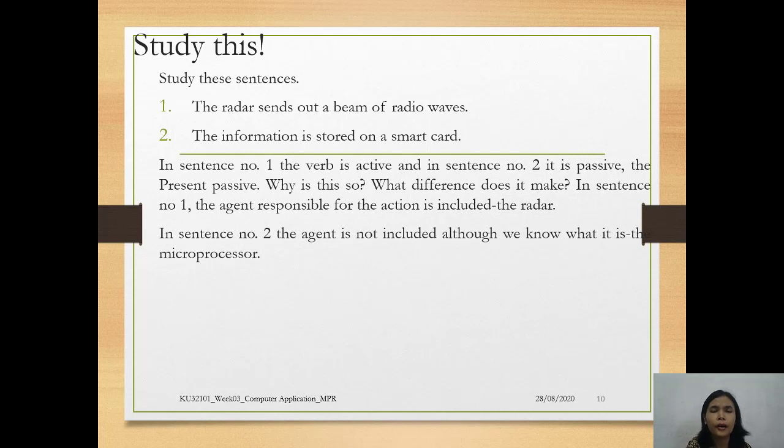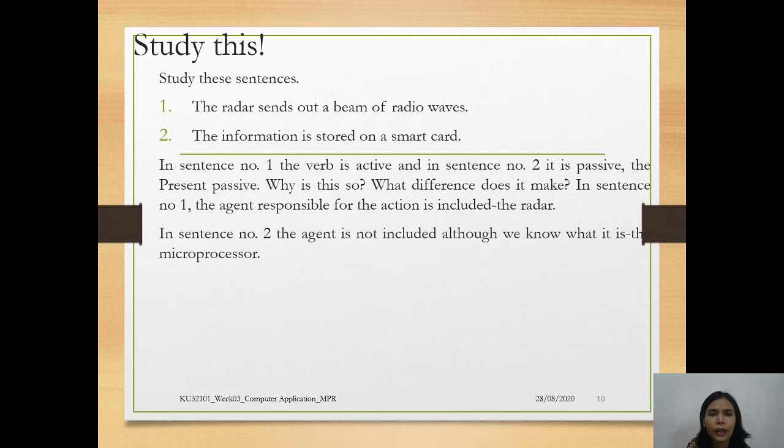Okay, now first of all, I'm going to give you an explanation of what we call an active sentence and a passive sentence. There are two sentences over here. Number one, the radar sends out a beam of radio waves, and number two, the information is stored on a smart card. I think these two sentences are not in the same position, active or passive. If you think that the answer for number one is an active sentence, yes, it is correct, and number two will be a passive sentence.